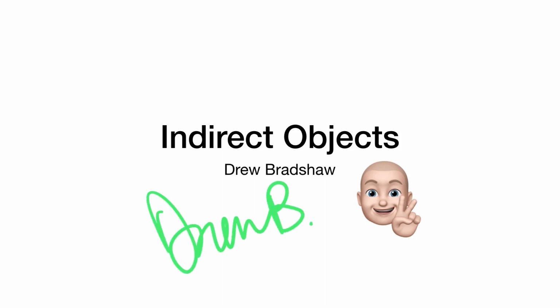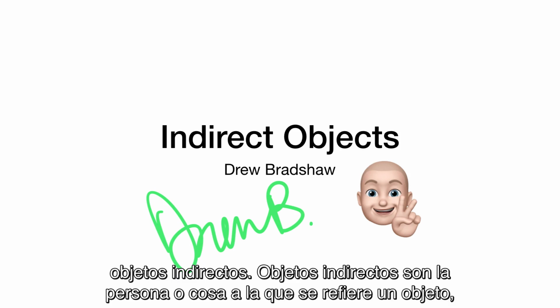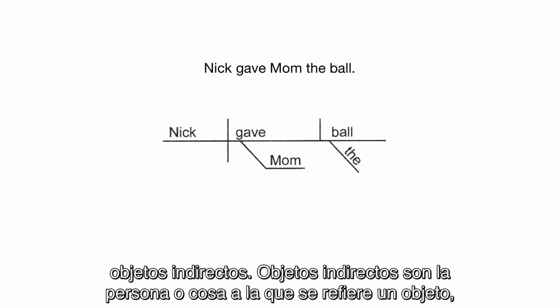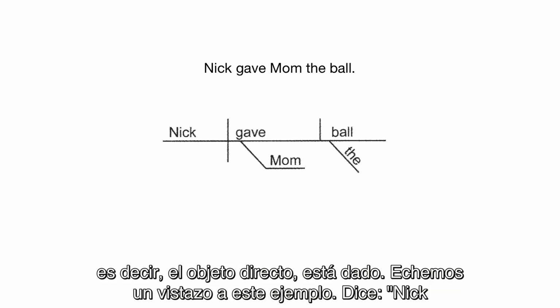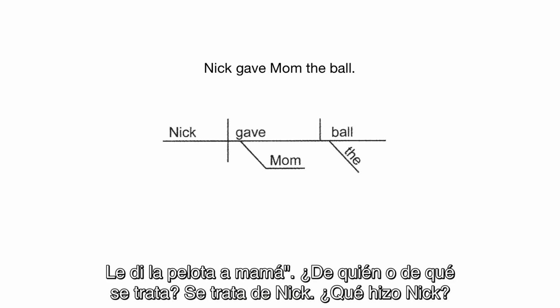Today we're looking at how to diagram indirect objects. Indirect objects are the person or thing to which an object, meaning the direct object, is given. Let's take a look at this example. It says Nick gave Mom the ball.